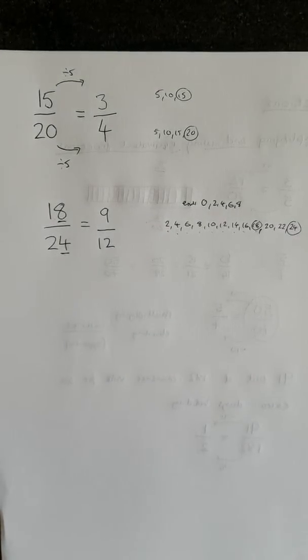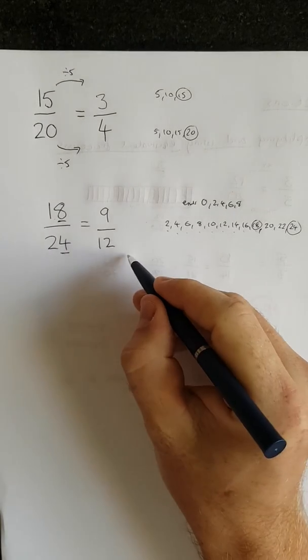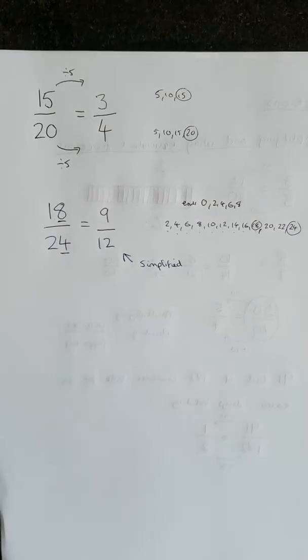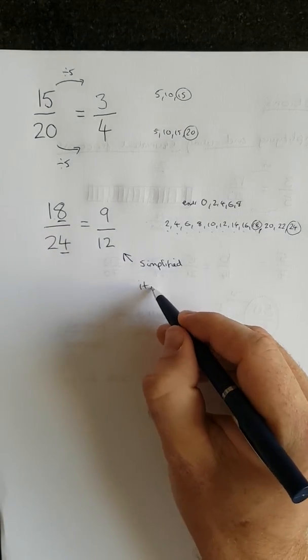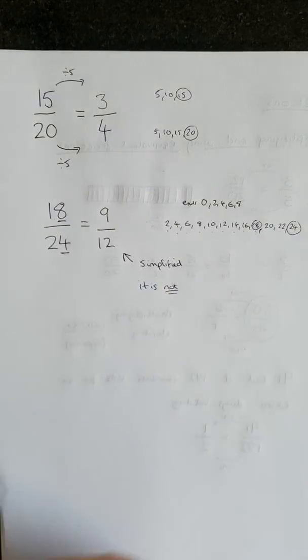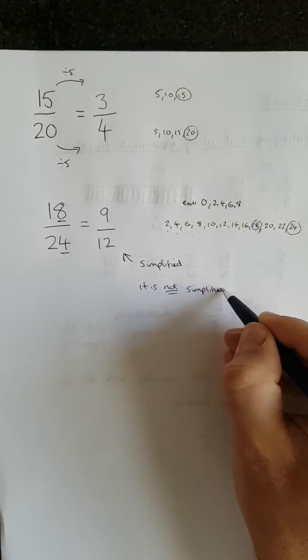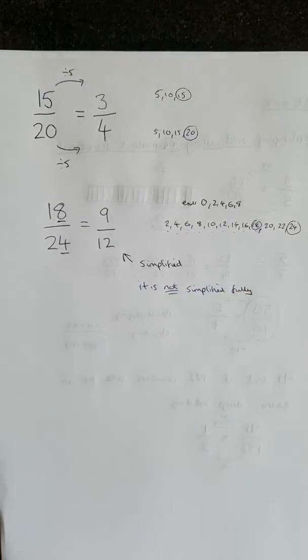Look at it for a moment though. I think there's something we haven't done. This is simplified. It is not simplified fully. Look at 9 and 12. What can you see?